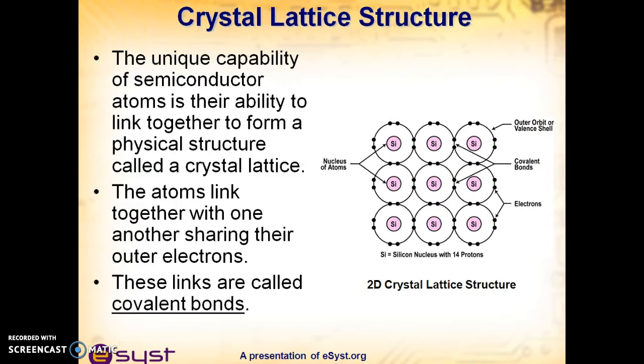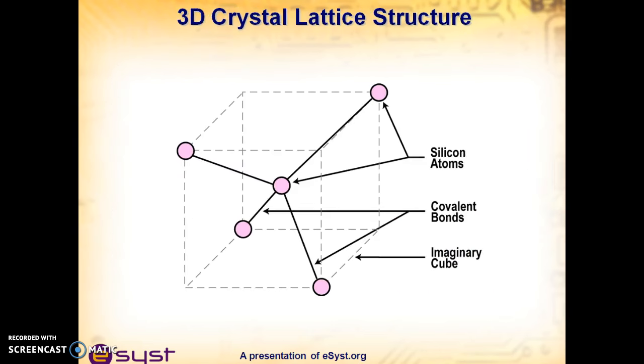Crystal lattice structure. The unique capability of semiconductor atoms is their ability to link together to form a physical structure called a crystal lattice. The atoms link together with one another, sharing their outer electrons. These links are called covalent bonds. The diagram shows a 3D crystal lattice structure showing the silicon atoms in pink color placed at the corners or face of an imaginary cube, and the links shown as dark lines connecting the atoms are covalent bonds.